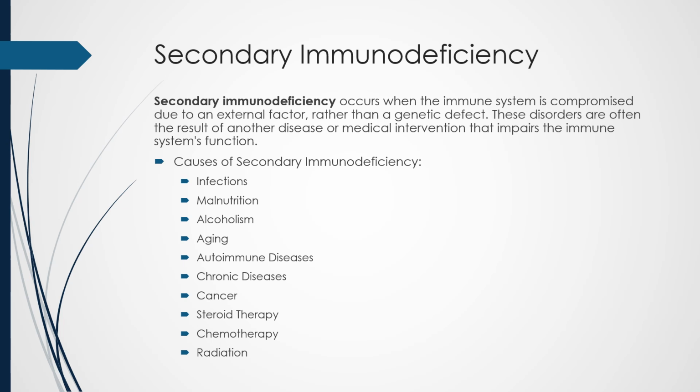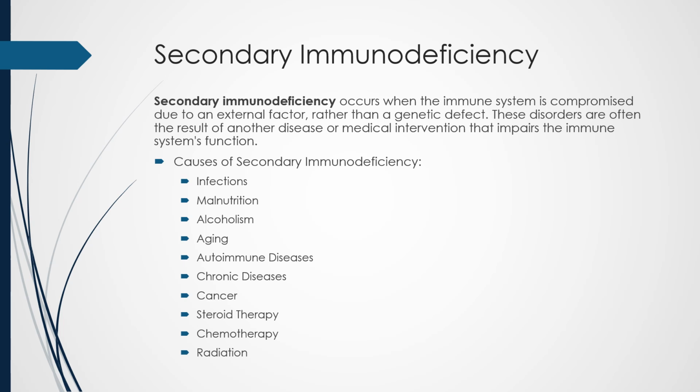The aging process itself leads to a decline in immune function, making older adults more susceptible to infections and diseases. Autoimmune diseases such as lupus or rheumatoid arthritis, where the immune system mistakenly attacks the body's own tissues, can also contribute to immunodeficiency.